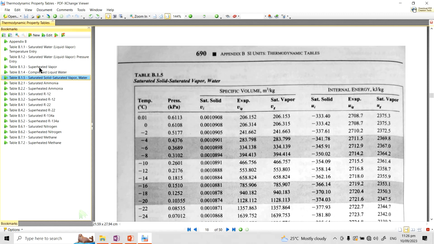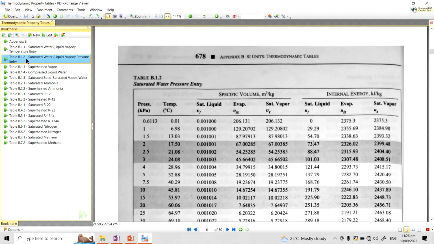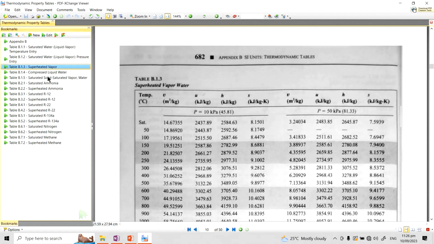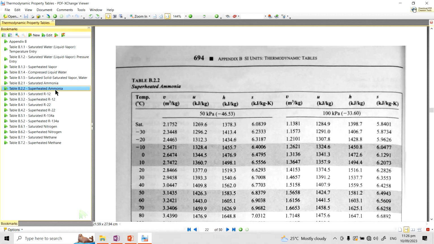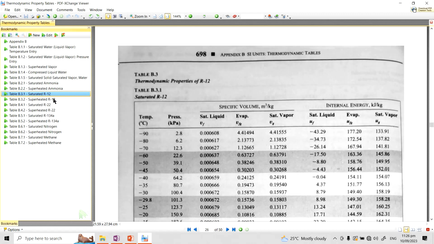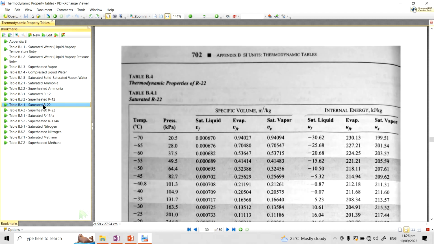So probably most of the tables that we'll be using for the substance water are B.1.1, B.1.2, and B.1.3. Then B.2 onwards is for refrigerants. B.2 is ammonia. We have saturated ammonia, and here superheated ammonia. Then B.3.1 is saturated R12, and superheated R12 is next. Starting from ammonia, we only have saturated tables and superheated tables.